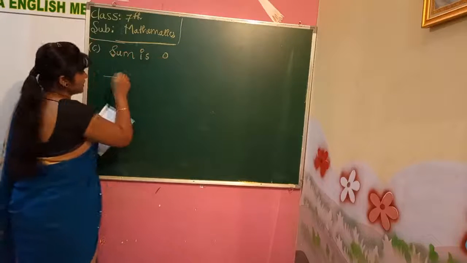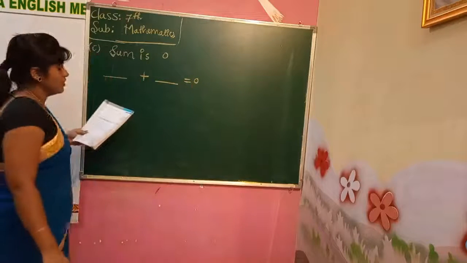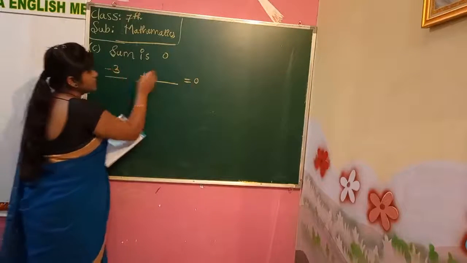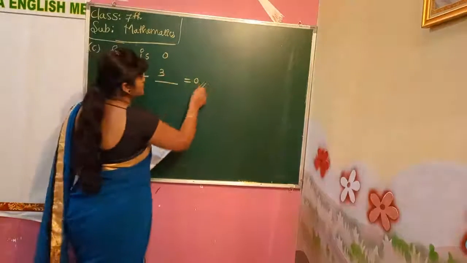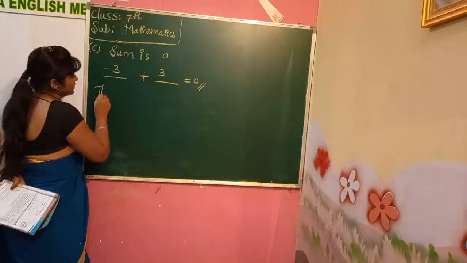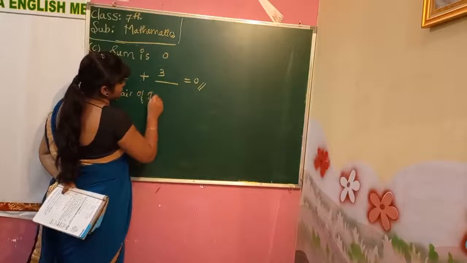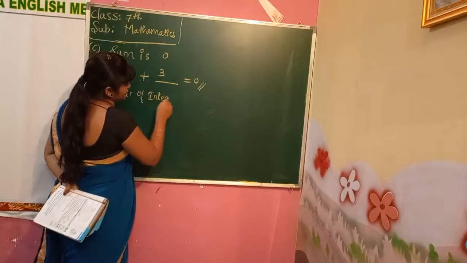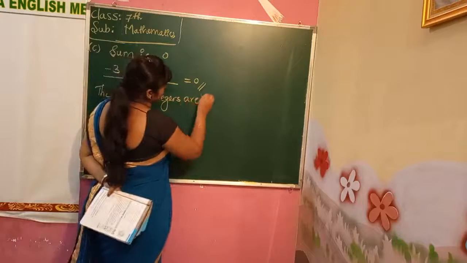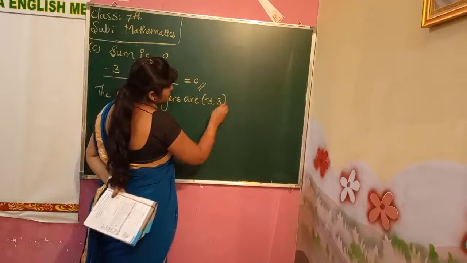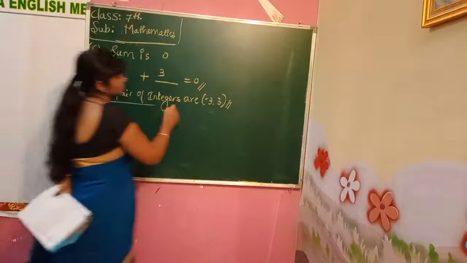Sum is 0, so we have to use the plus sign. What was the number? -3 plus 3. -3 plus 3 will be 0. The pair of integers are minus 3 and 3. Okay, this is the first main.